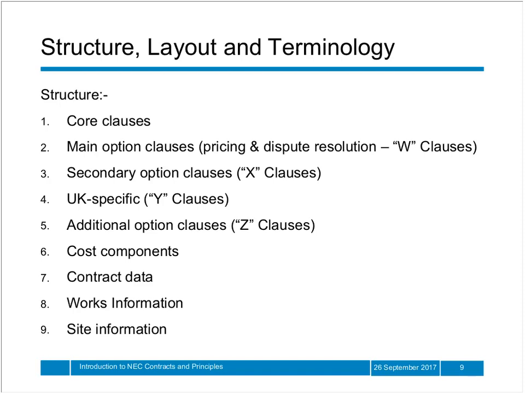The secondary option clauses are known as X clauses, and it is then up to the parties to decide which clauses apply and don't apply to their circumstances. There are a number of standard form X clauses to choose from, covering issues such as inflation, change in law, parent company guarantees, performance bonds, and retention. There are also a number of UK-specific clauses, known as Y clauses, which cover the payment mechanisms for construction contracts governed by the Housing Grants Act, and also third-party rights.